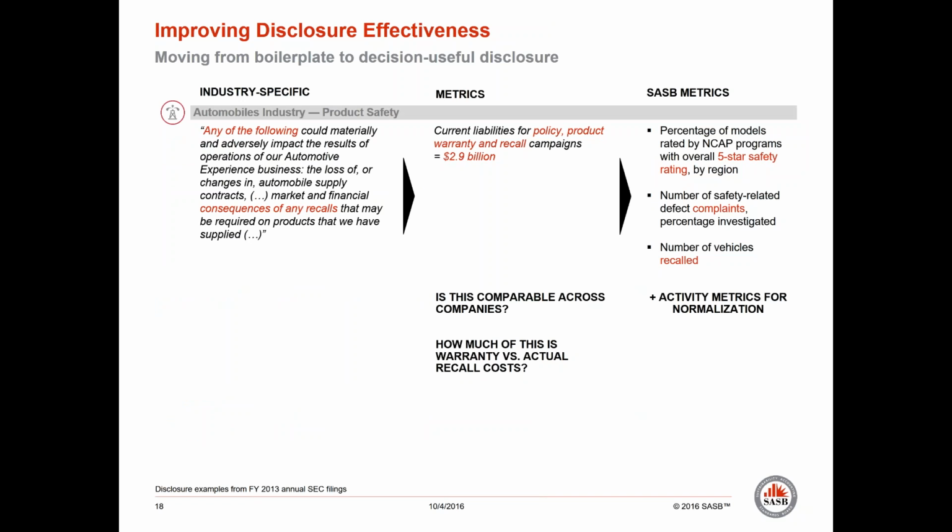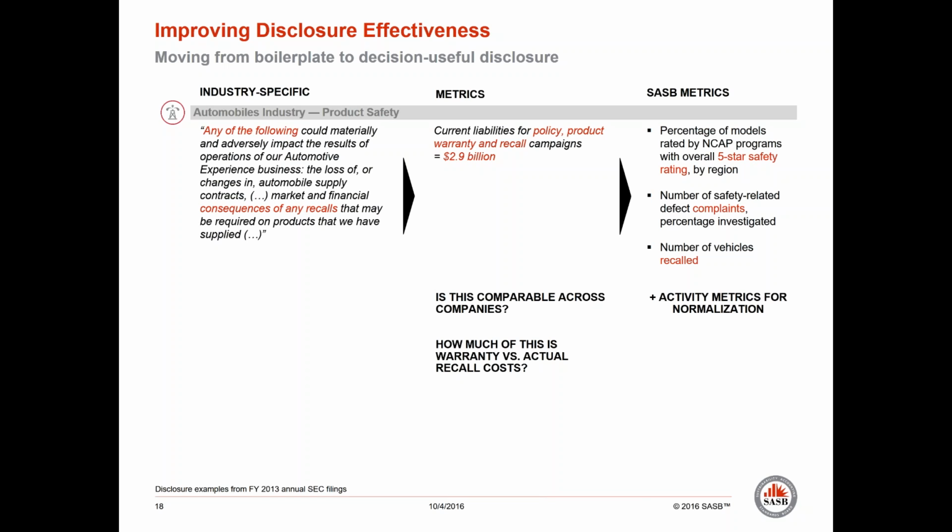So this is an example of the kind of disclosure quality that we look at. Here I was describing the red bars, the salmon-colored bars, and moving into the dark gray bars, which were indicating metrics. So what do we mean by metrics? Here's actually a real disclosure from the fiscal year 2013 filings for the automobiles industry on the topic of product safety. On the left here, we have pretty generic but industry-specific language speaking about the potential material impact of any recall on this company.